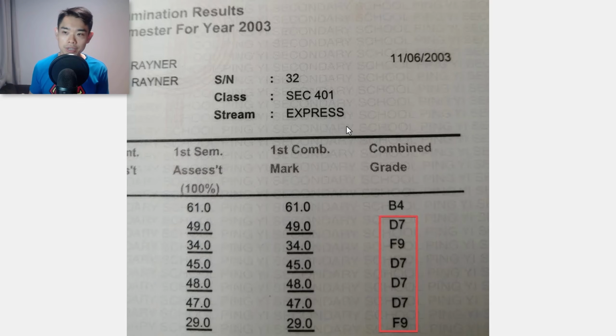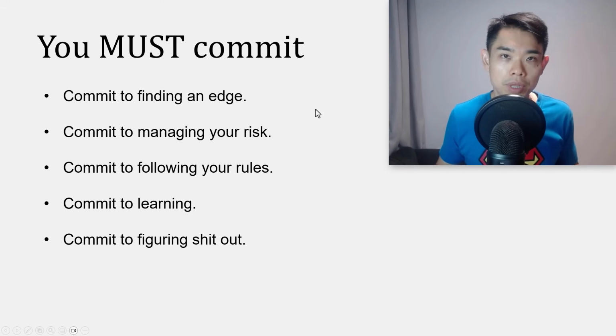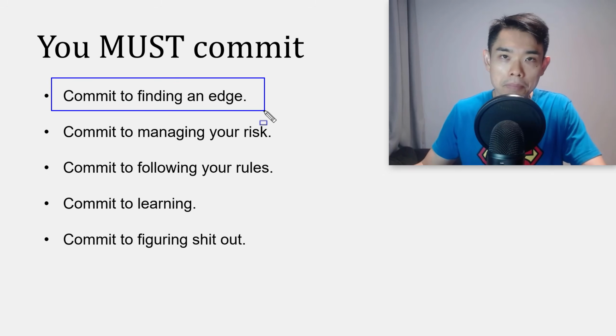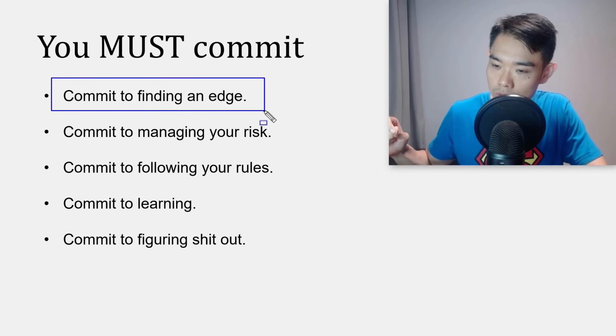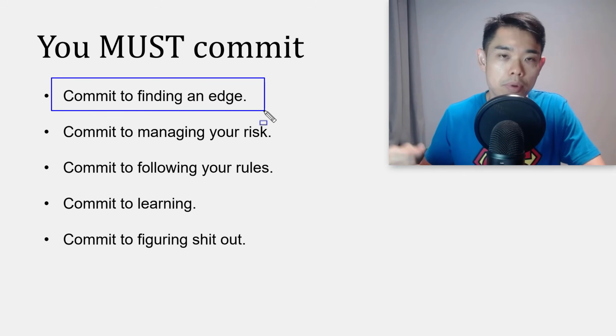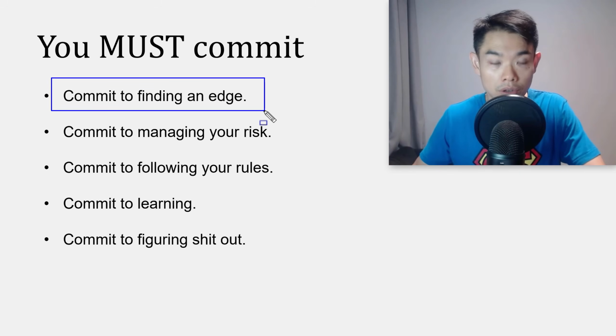So here's the thing, right? If wits and IQ are not essential, as long as you're average, I think that's good enough, then what is essential? What is required? It's this. You must commit. You must commit to, number one, finding an edge in the markets, to find a trading system that you know will yield a positive result in the long run.